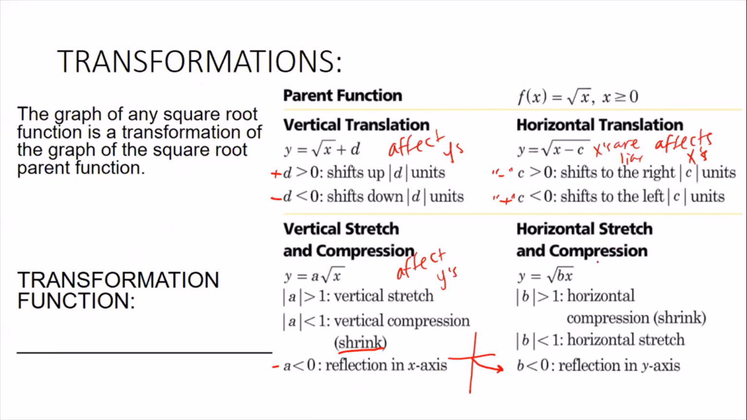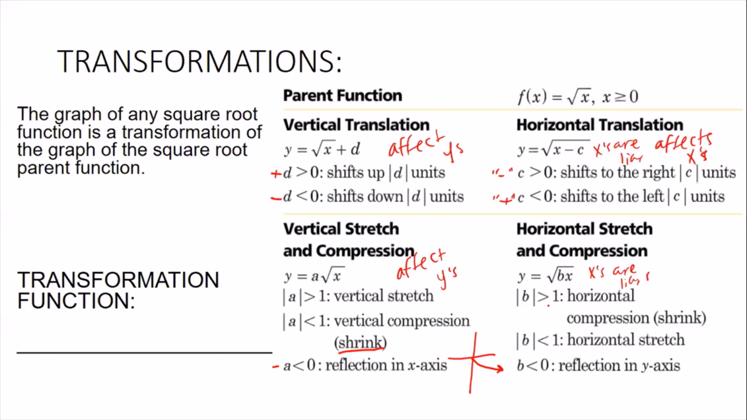All right, our horizontal stretch and compression. Again here, x's are liars. Mathematically, it looks like you're going to be multiplying each one of your x values, but in reality, what you're doing is dividing them, okay? Just like here, we look like we're subtracting, we're actually adding. Same thing here, it looks like we are multiplying, but we're dividing. And that's why the effects are opposite.